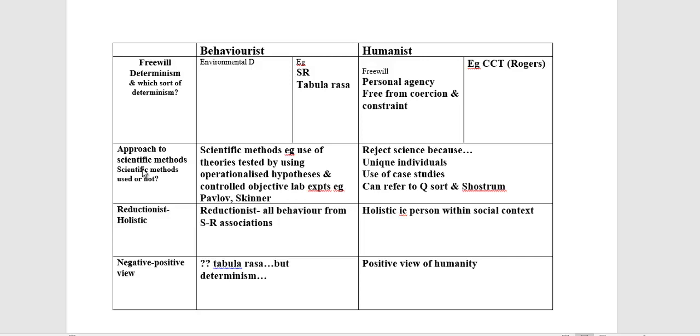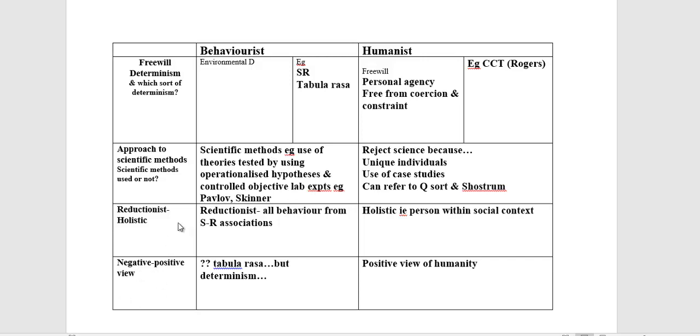Whereas the behaviourists, as we know, are very keen on science. They use scientific methods. They have their scientific steps, so they come up with theories which they test using hypotheses that are operationalized, and they use very controlled objective lab experiments. And you've got examples there from Pavlov and Skinner.